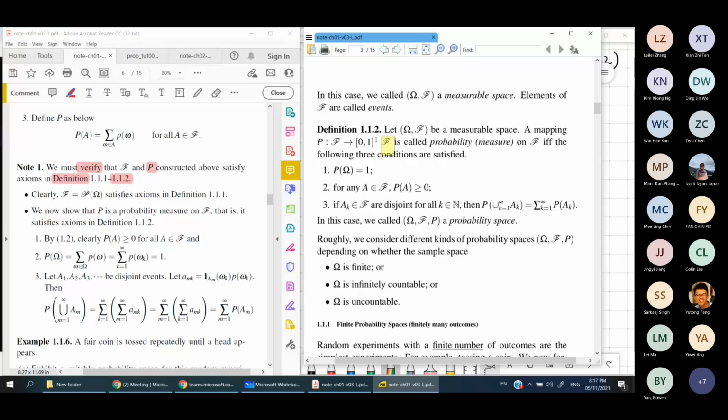So please remove this F. That's one that I believe you guys can understand. So a mapping P from F to [0,1] is a probability measure if and only if it fulfills these three properties. Well, 1 and 2 are quite straightforward, done. Now we just need to verify number 3. So number 3 is this one.